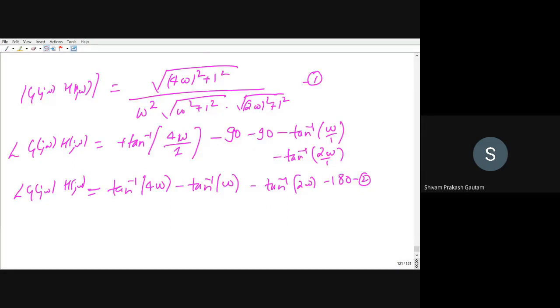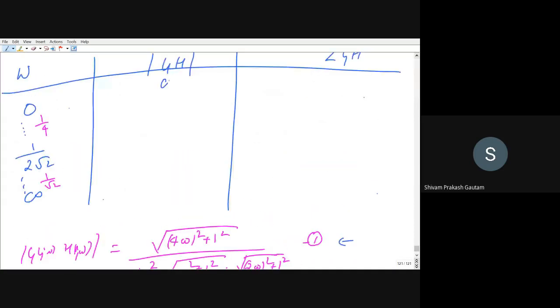So substitute omega is equal to 0 in equation number 1. What will you get? Infinity. Infinity, because you can see 1 upon omega square term is there. So if you substitute omega is equal to 0, magnitude we will get as infinity.